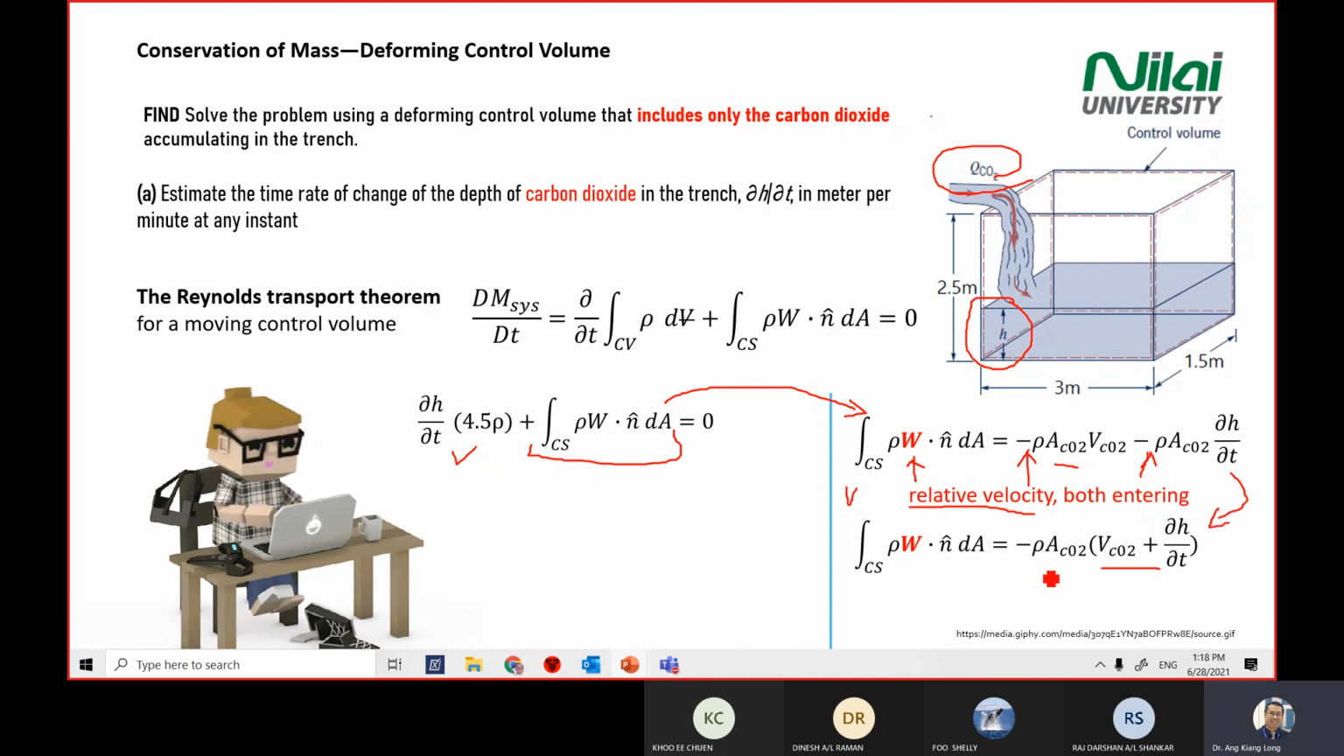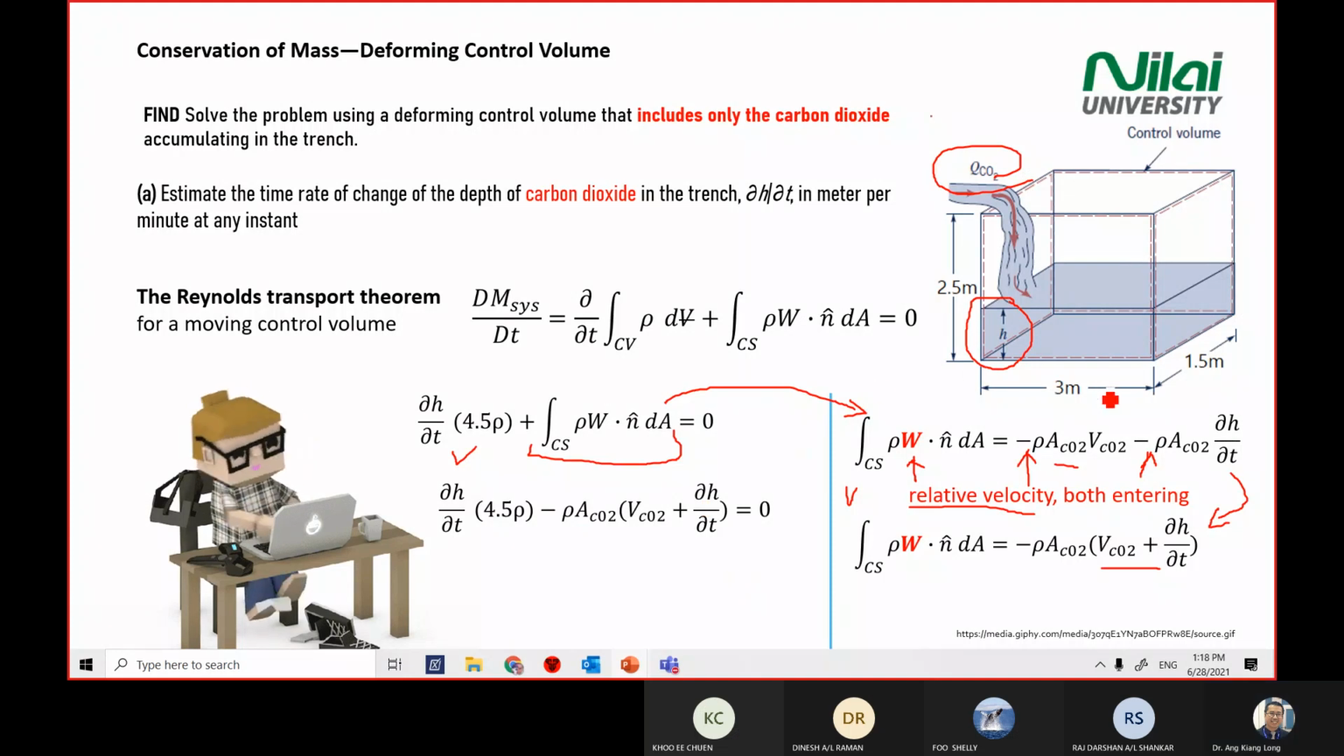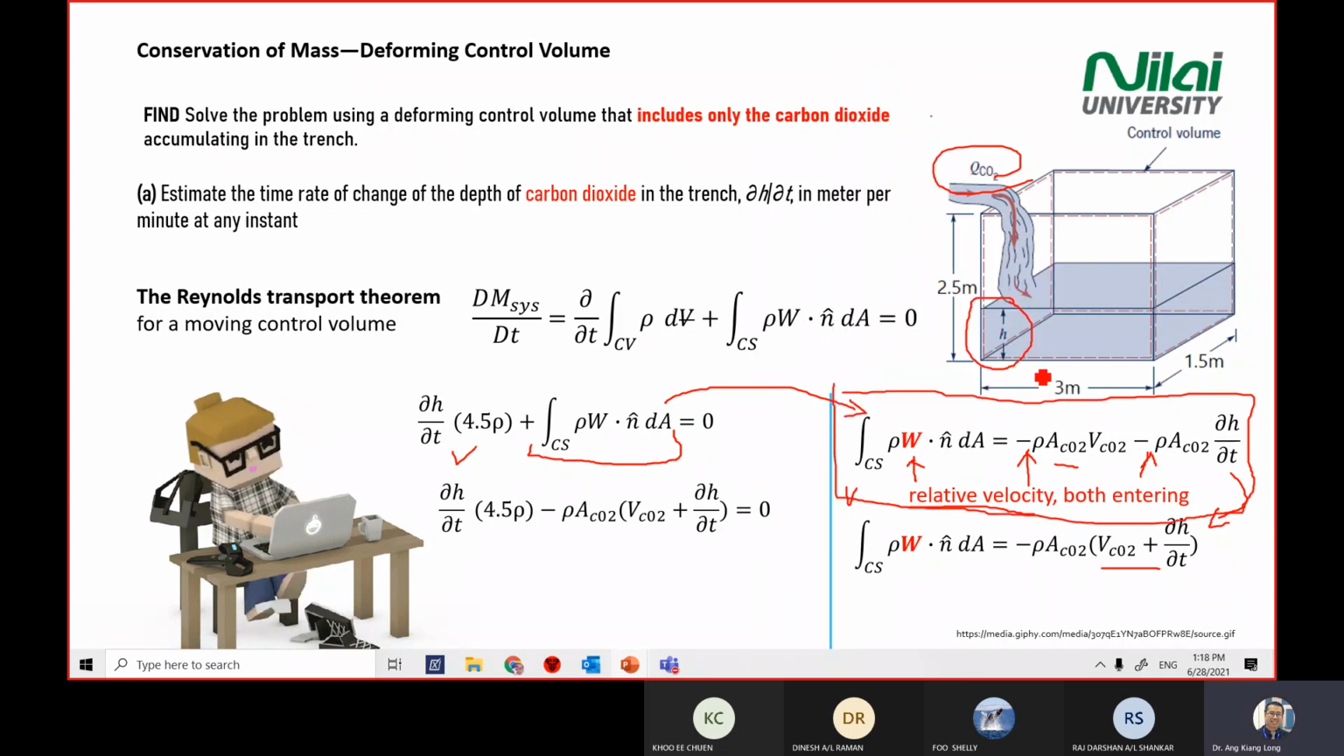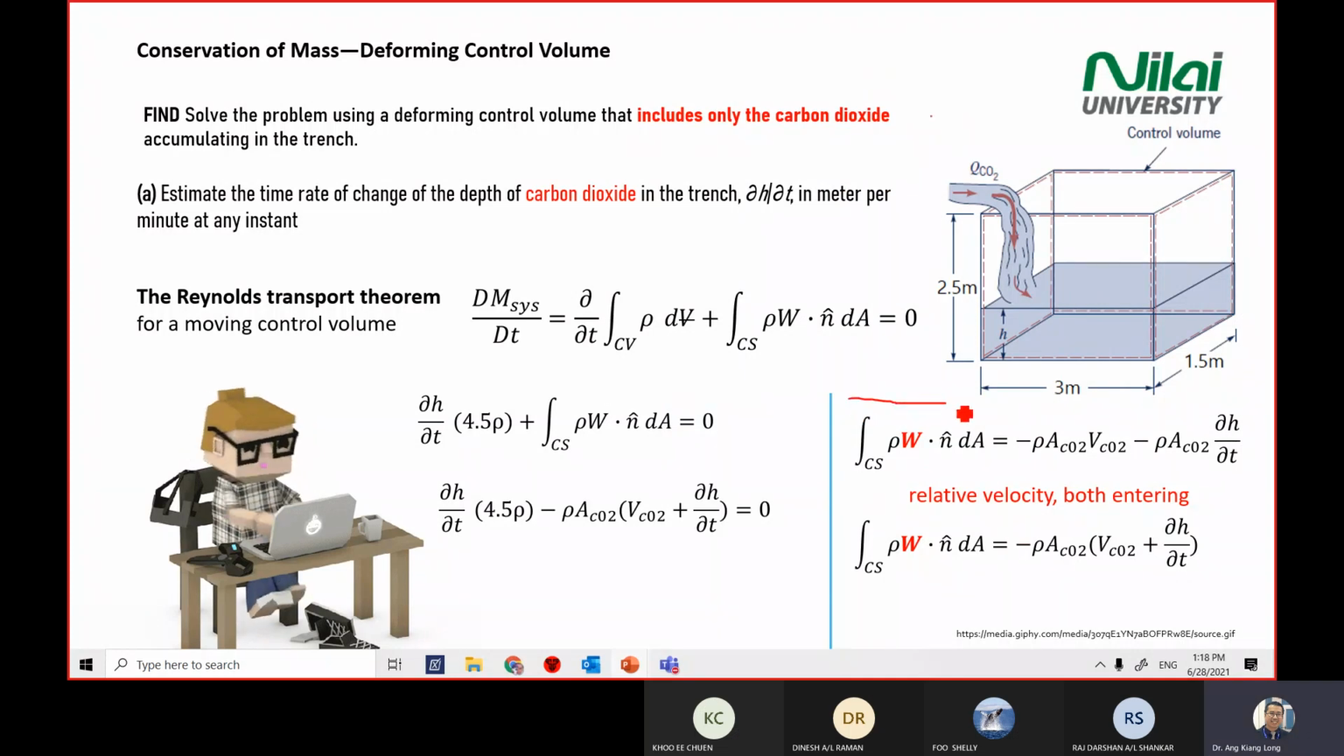You get negative rho A for the CO2 and plus del H over del T. Then you put back the equation and you try to solve the remaining one. Okay, the hard one is understanding this one. Okay, I'll try to erase my writing. The hard one is this one.